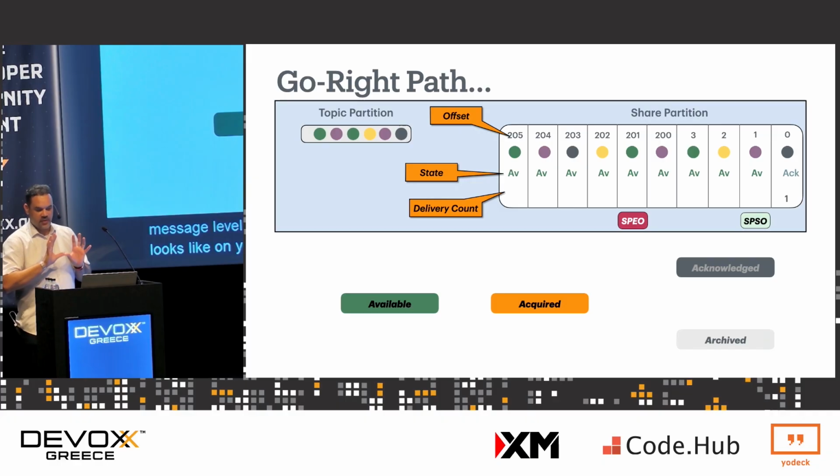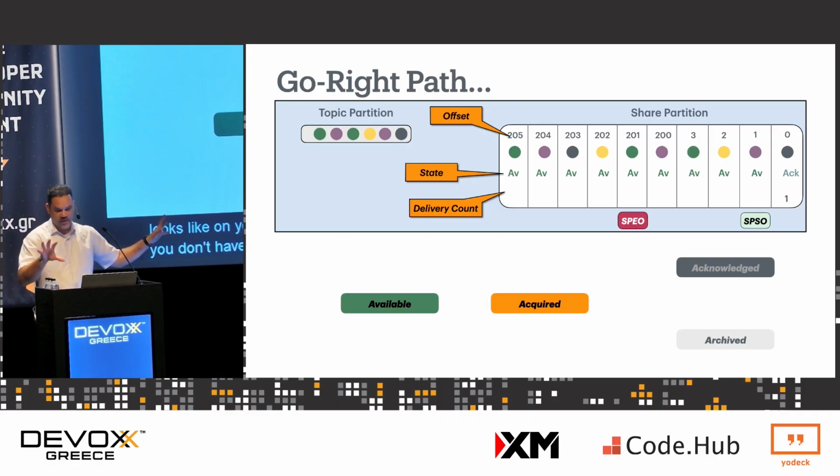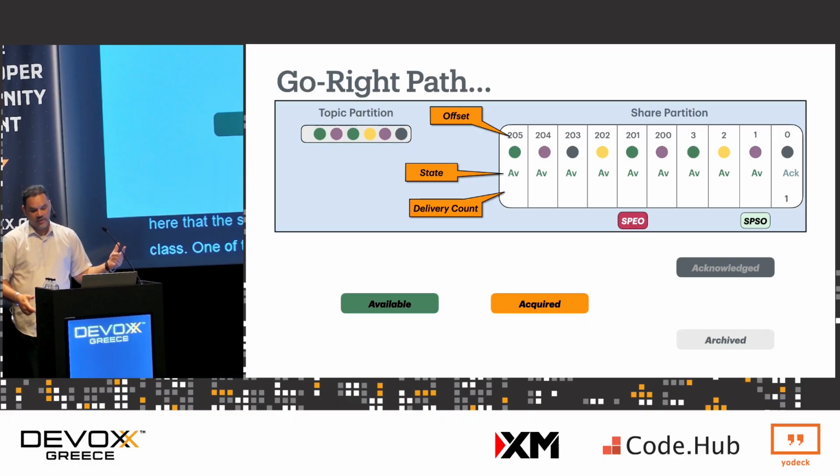Full disclosure, the share partition is not a copy of the events, so you don't have another copy of the events on disk. What you have is a pointer to that topic partition for that share partition with some extra metadata about the event. You have the offset, of course. You have the event itself, but you also have a couple of other properties here that the share partition manages for you via this KafkaShareConsumer class. One of those is a state. Those states are available, acquired, acknowledged, or archived.